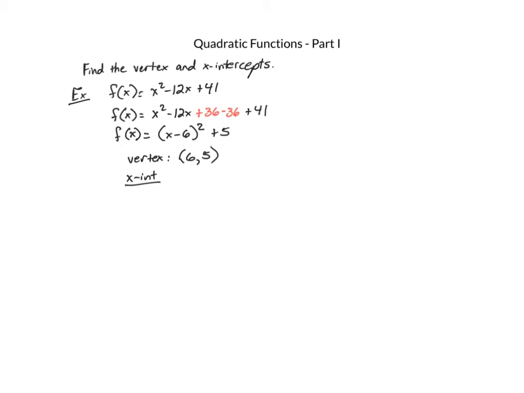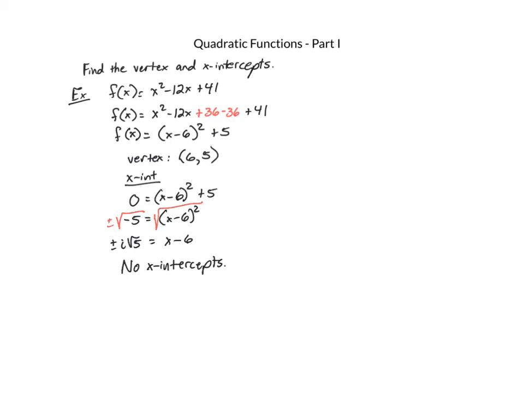So we have 0 equals x minus 6 squared plus 5. Subtract 5. Take the square root of both sides. And right here we come to a screeching halt because we recognize that we have non-real values. So I don't need to continue because x-intercepts need to be real and the x values here will be non-real. So there are no x-intercepts for this problem.